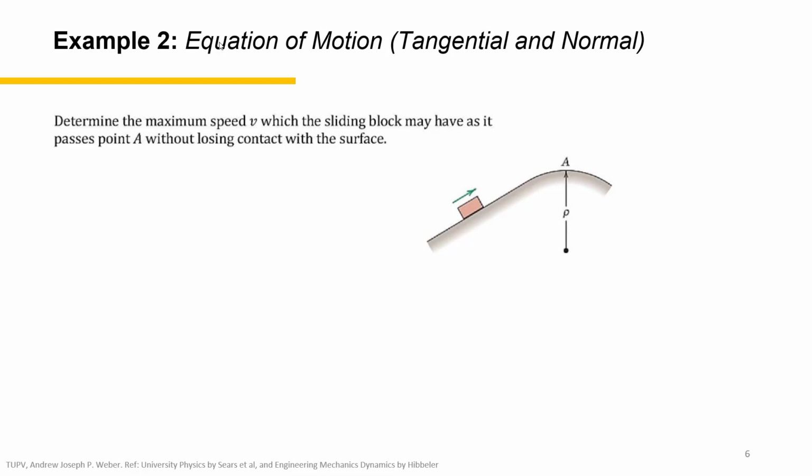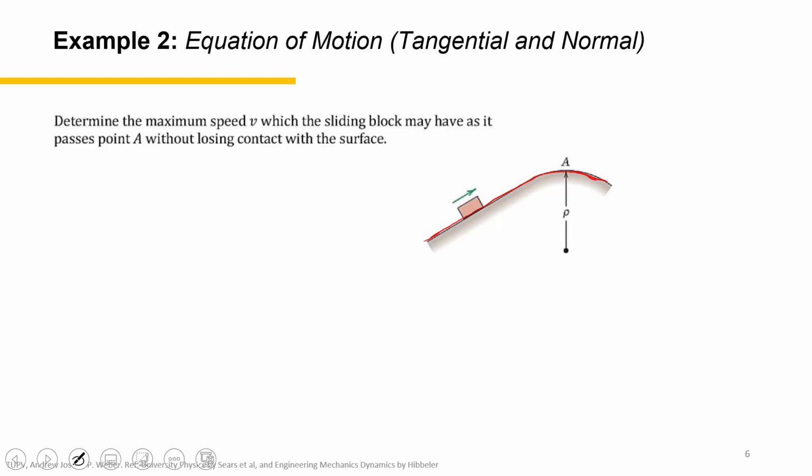So for example number 2, determine the maximum speed v which the sliding block may have as it passes point A without losing contact with the surface. So as you can see in the figure, the first part of the space diagram here is having a straight surface, and then at point A it is having a circular surface.